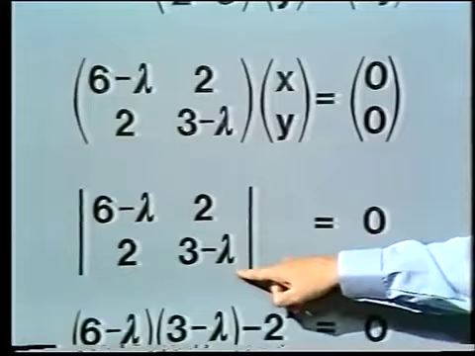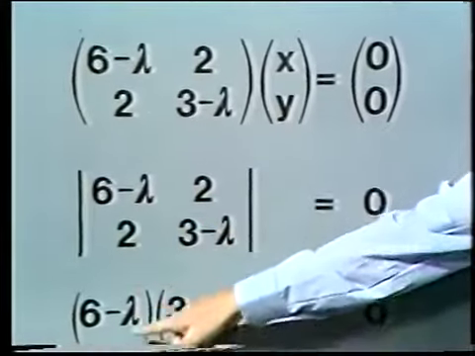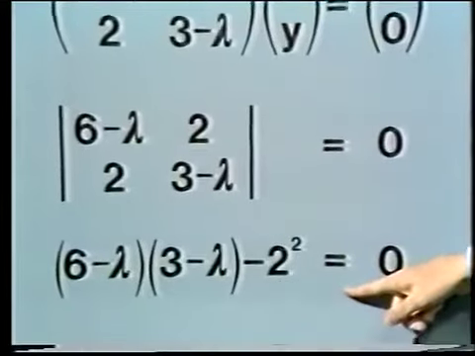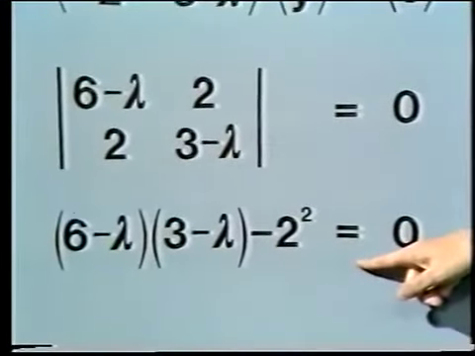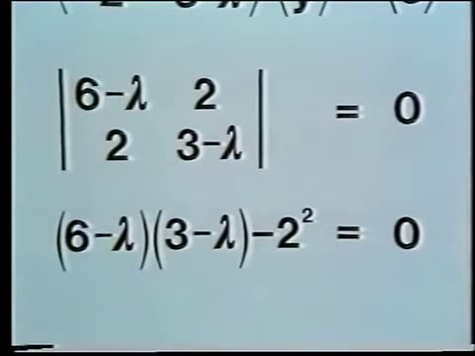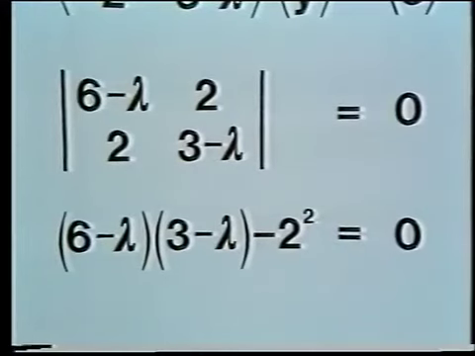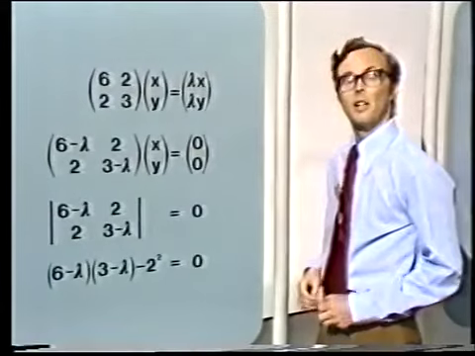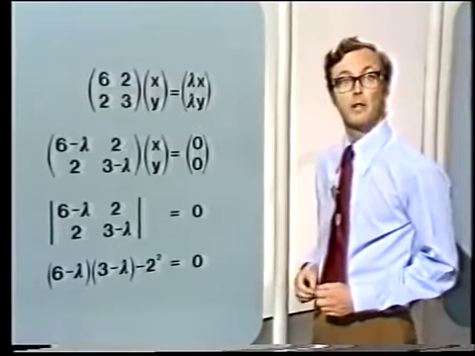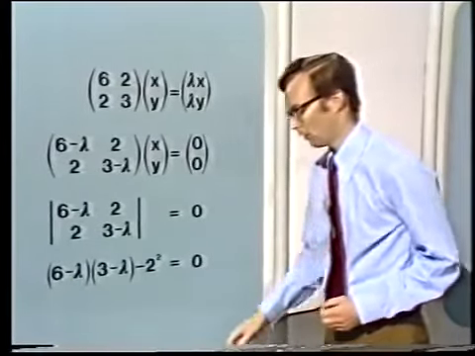Well, you can calculate this determinant, this times this minus this times this, and we get this expression here. And as you can see, it's a quadratic equation in lambda. It has 2 roots, and of course they are lambda equals 7, and lambda equals 2. Now the question is, can we do this for any 2 by 2 symmetric matrix? Can we always get 2 eigenvalues? Well, let's see.